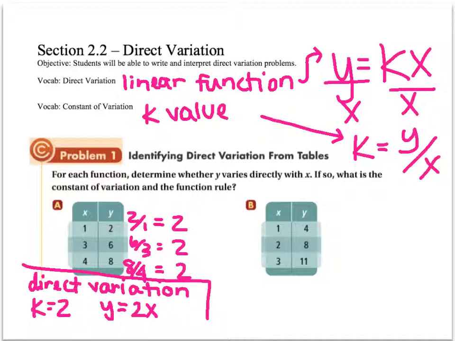So there are 3 parts to that answer. Yes, it's a direct variation. k equals 2, your constant is 2, and then your function rule is y equals 2x.